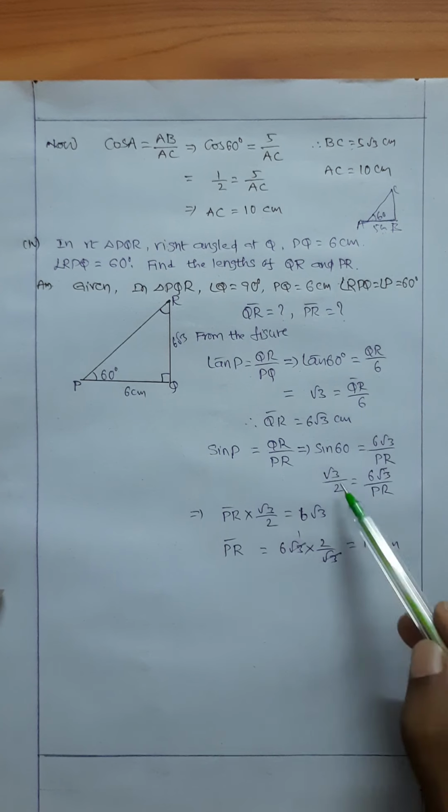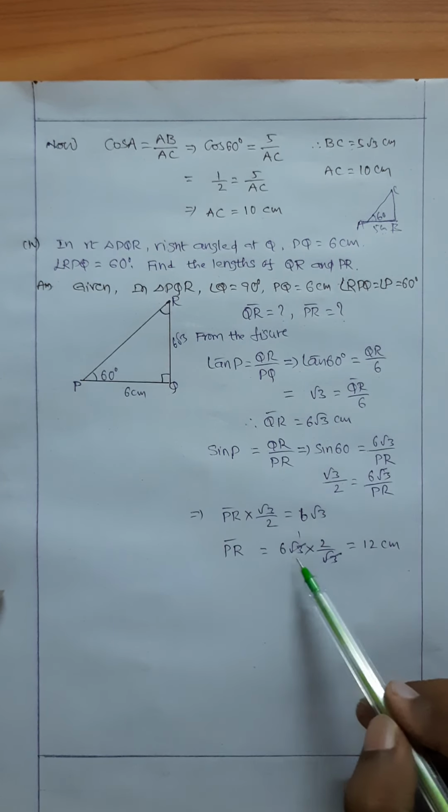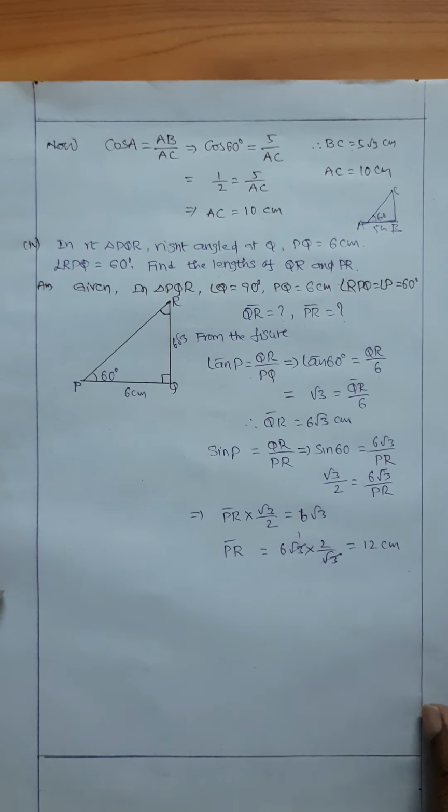By cross multiplying this, we get PR is equal to 6 root 3 into 2 by root 3. Finally, you get 12 centimeters.